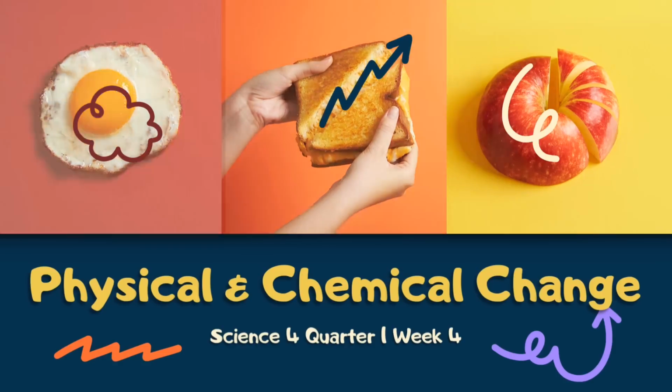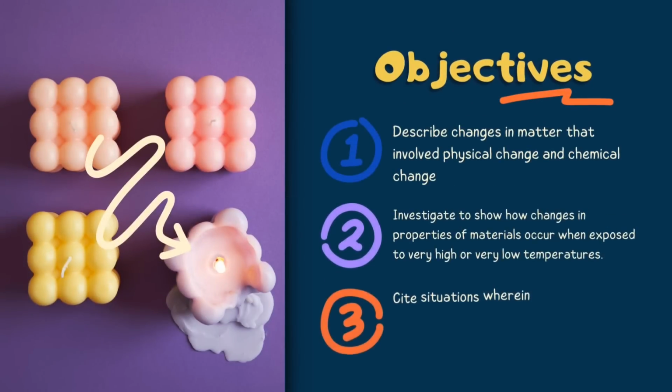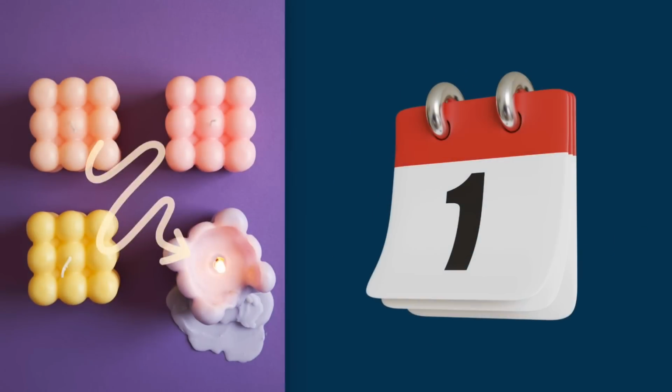So let's have our objectives for this week's lesson. First, we need to describe changes in matter that involve physical change and chemical change. Investigate to show how changes in properties of materials occur when exposed to very high or very low temperatures. And we need to cite situations wherein phase change is beneficial.